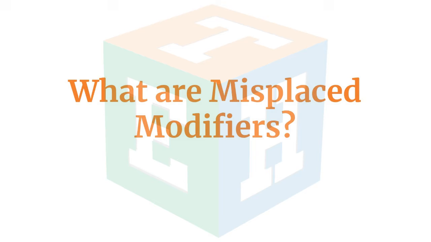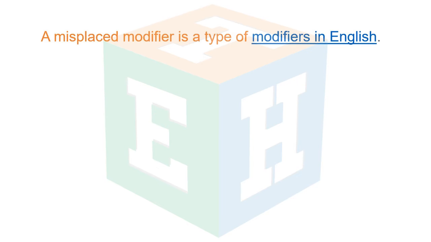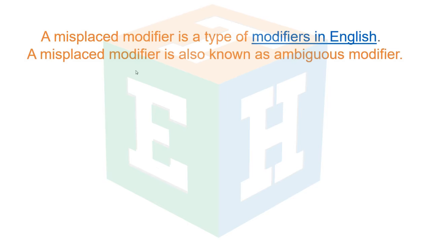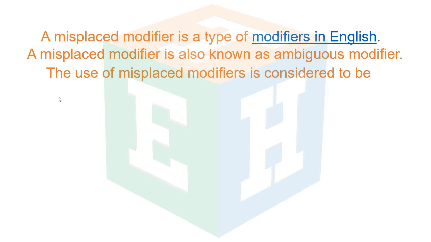In today's video, we're gonna be looking at what are misplaced modifiers. Let's get started. A misplaced modifier is a type of modifier in English. A misplaced modifier is also known as an ambiguous modifier. The use of misplaced modifiers is considered to be grammatically incorrect or a mistake.